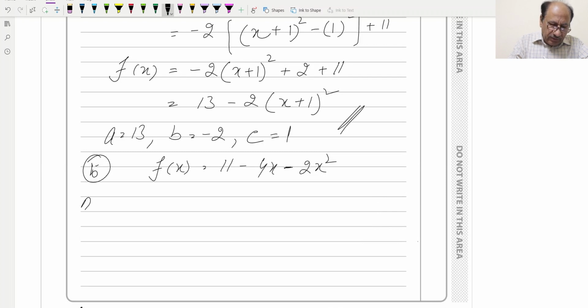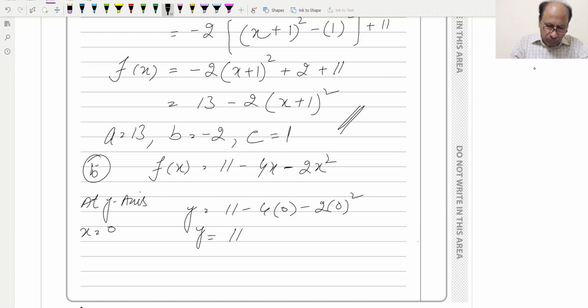Now we need to find the y-intercept, and at the y-axis, x is equal to 0, so f of x will be equal to what? Our y value, you can say y is equal to 11 minus 4 into 0 minus 2 into 0 squared. So we can write this as 11, so y is equal to 11, so the point will be 0 and 11.